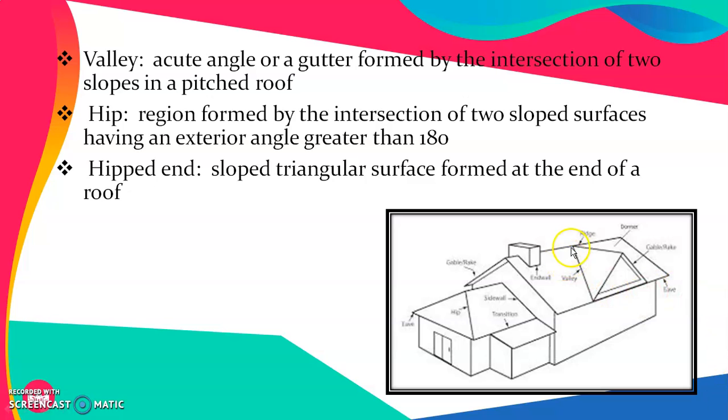So this particular line represents valley. It is an acute angle or a gutter formed by the intersection of two sloped or pitched roof surfaces. So this is one surface and this is another, and this particular intersection results in the formation of valley. While a very similar thing has happened here too, here the sloped surfaces are such that the angle is more than 180. So this is hip, and this is called the hip end.